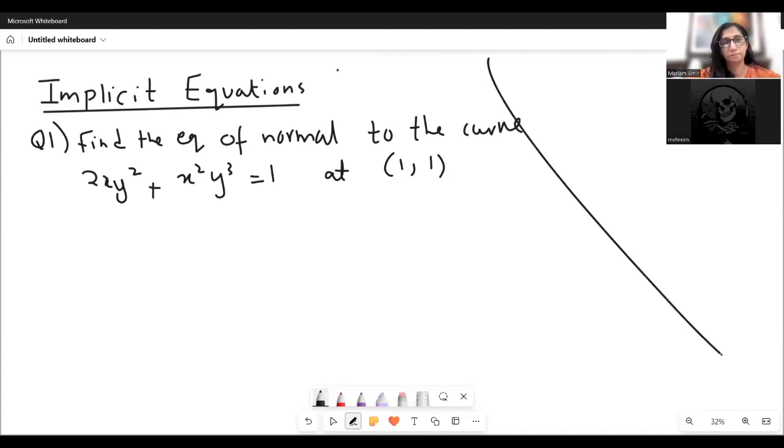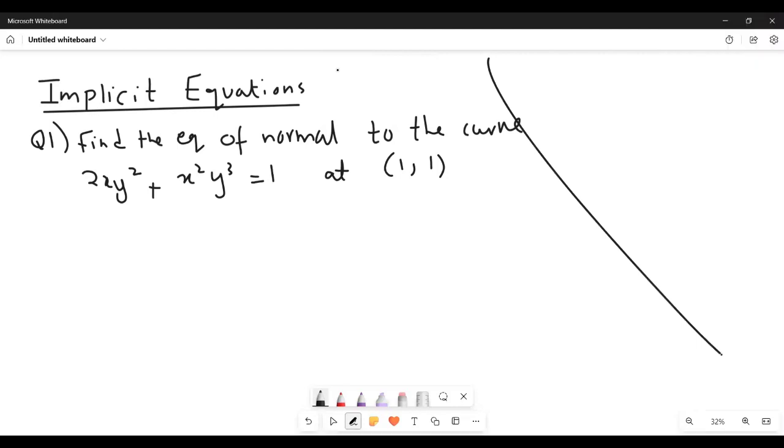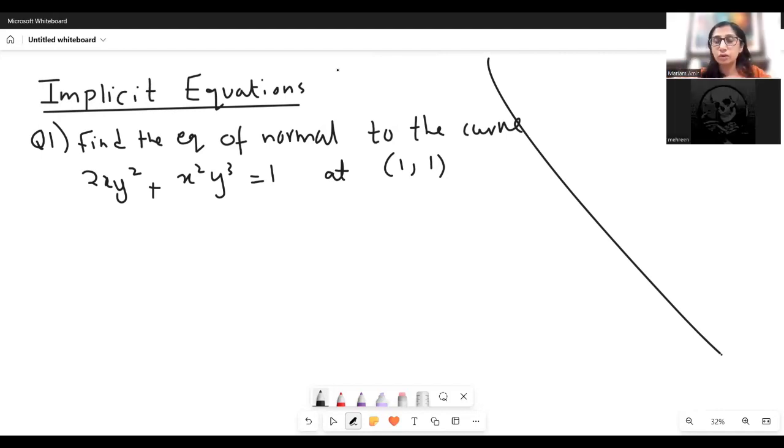Just a second. My stylus got stuck in my hair and it looks like it's broken, but no, thank God.